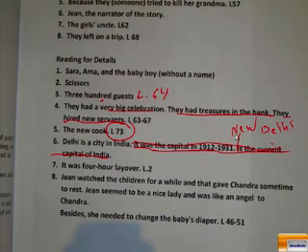Seven. How long was Jane's layover? How long was Jane's layover? It was what? A 4-hour layover. It was a 4-hour layover, and that is on line 2, at the very beginning of the story of the reading passage.